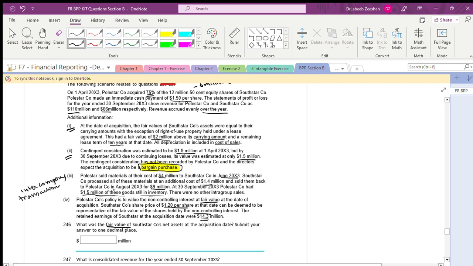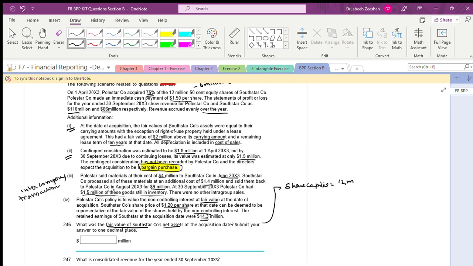Focus on what is the fair value of the net assets at that acquisition date. They have some. What is the fair value when you take the things into consideration? Is it right? They have mentioned the share capital. Is it 50 cents? How much is the share capital? Share capital is 12 million.